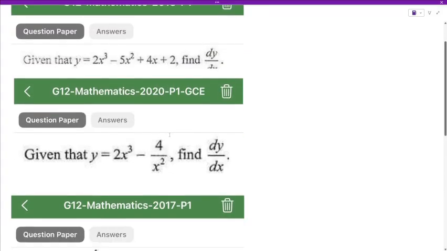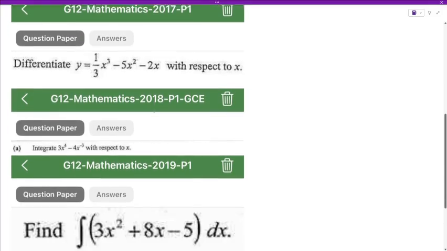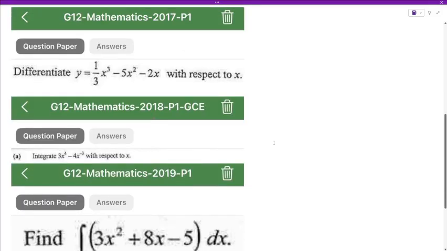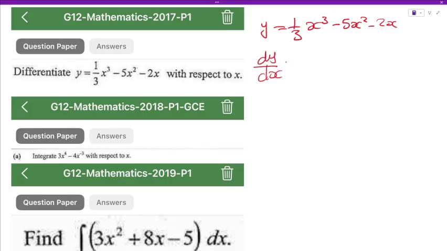All right, so we are now proceeding to this one, which says differentiate y is equal to 1 over 3 x cubed. So here our coefficient of x is a fraction. y is equal to 1 over 3 x to the power 3 minus 5x squared minus 2x. Remember I said whenever differentiating a value whose x power is a 1, the x just disappears. Okay, so to differentiate, we're going to say dy over dx.